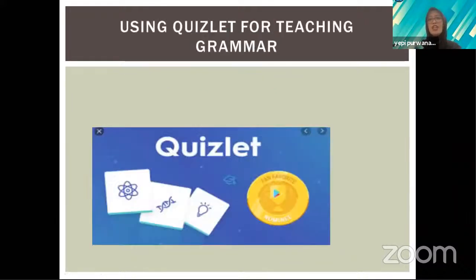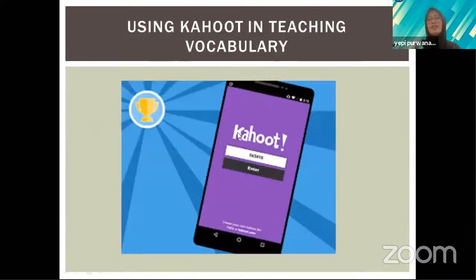Second, using Quizlet for teaching grammar. Have you ever used Quizlet? Maybe this is an application that you can have, and there are some material or quizzes already provided by the Quizlet company itself. And the next, we have Kahoot.